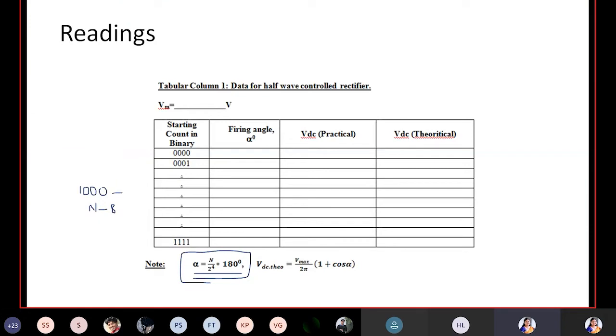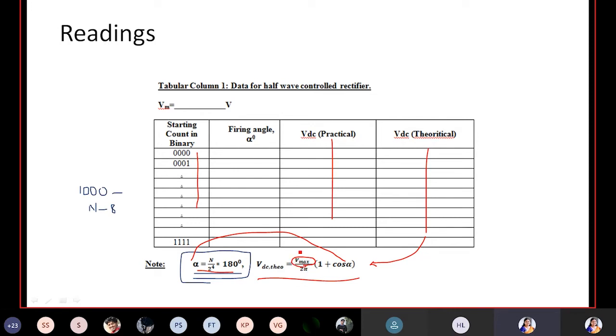Okay, now this is how you will be taking down the readings. N is nothing but the binary equivalent. We'll calculate alpha. VDC will be calculated using this theoretical formula. Practically, we will be measuring using the multimeter. The multimeter will be connected across the load resistance, and we'll be noting down the values practically. Theoretically, we will be calculating using this formula. We'll be calculating alpha for each binary count using this formula and substituting it here.